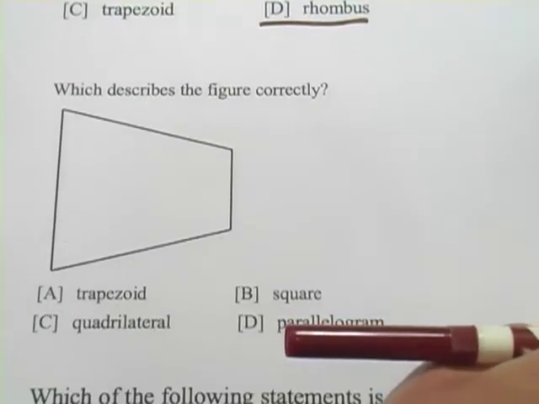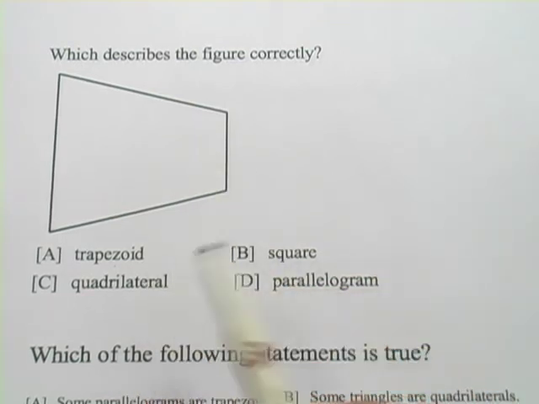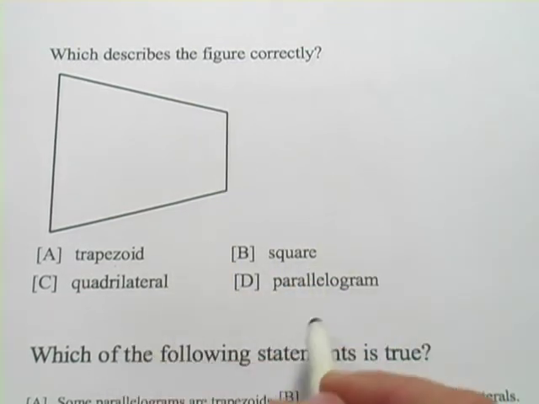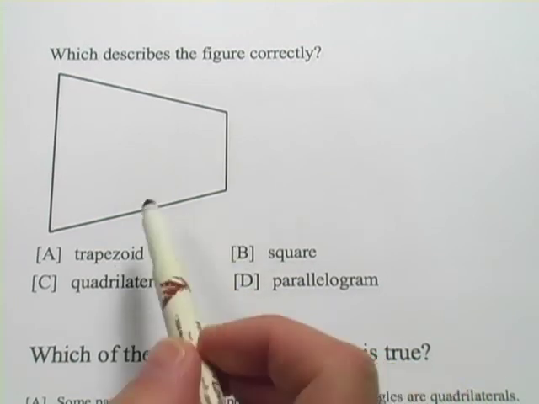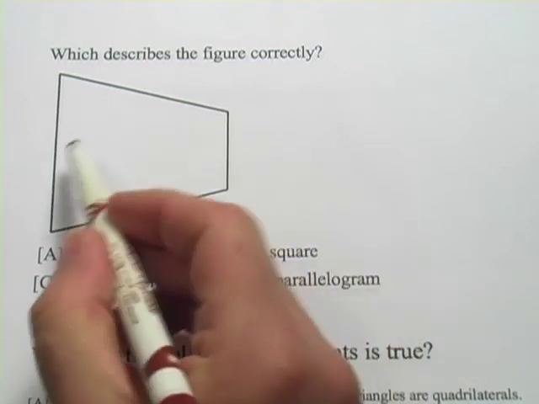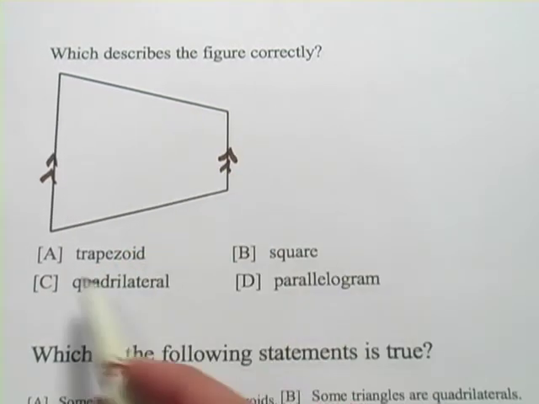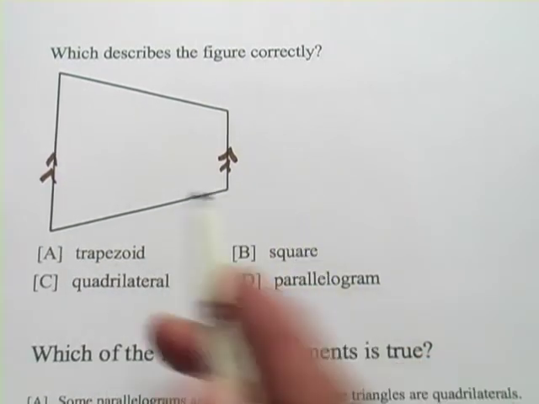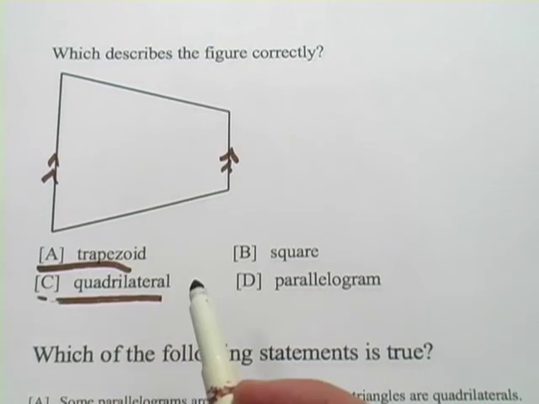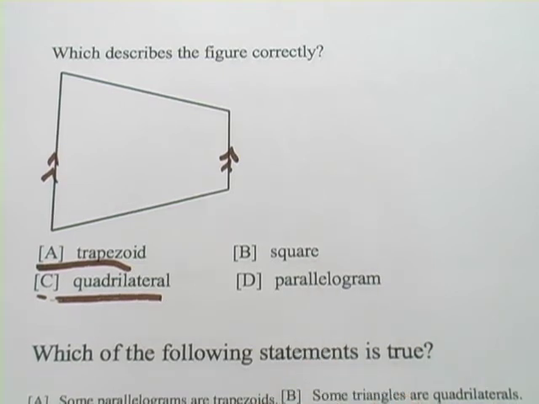And let's look at this one. It says, which describes the figure correctly? Is this A, a trapezoid, B, a square, C, a quadrilateral, or D, a parallelogram? And this one's a little bit tricky. To me, this looks like a trapezoid. It looks like this side and this side are parallel and the other two aren't. And it's also definitely a quadrilateral because it's got four sides. So I would say both A and C appear to be the right answer on this one. It's definitely not a square, definitely not a parallelogram.